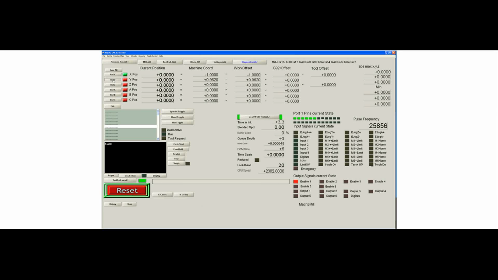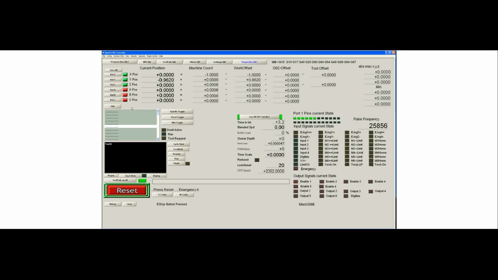If we go to reference the Y axis, it will now begin to move, and it will stop when it hits its switch. Same thing for the Z, it will move, and then it will stop. That's really all there is to making sure most of your switches work.